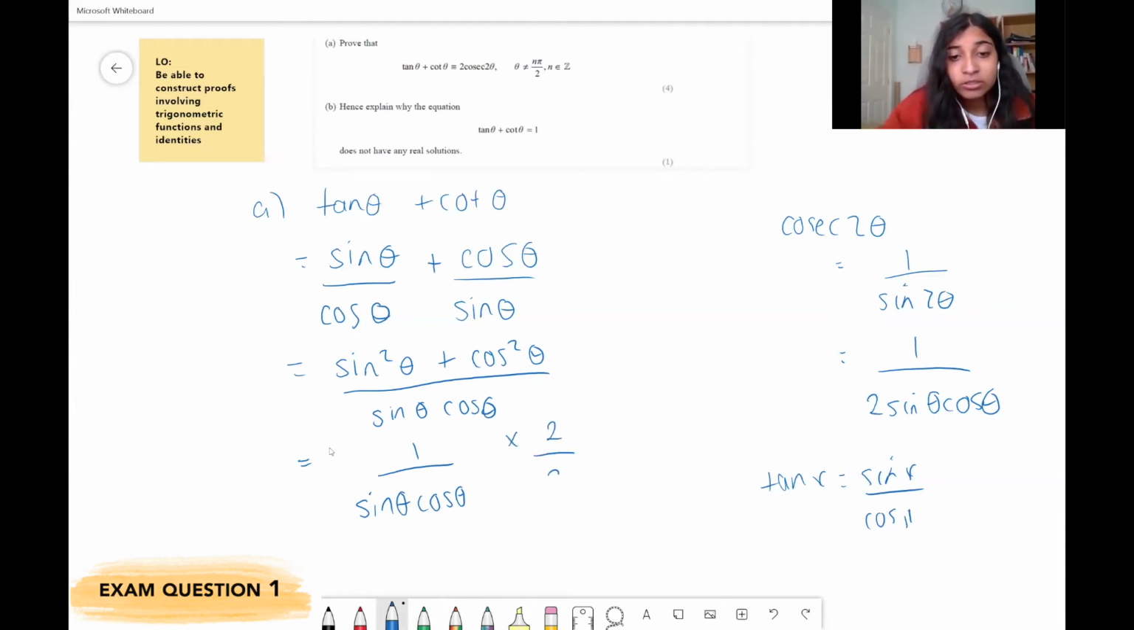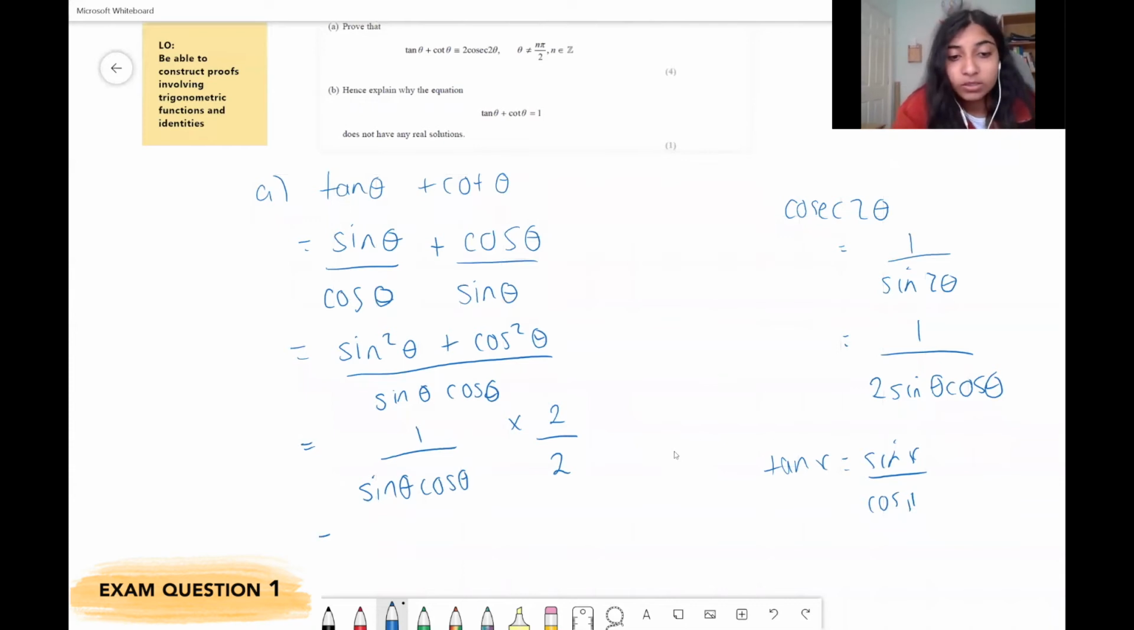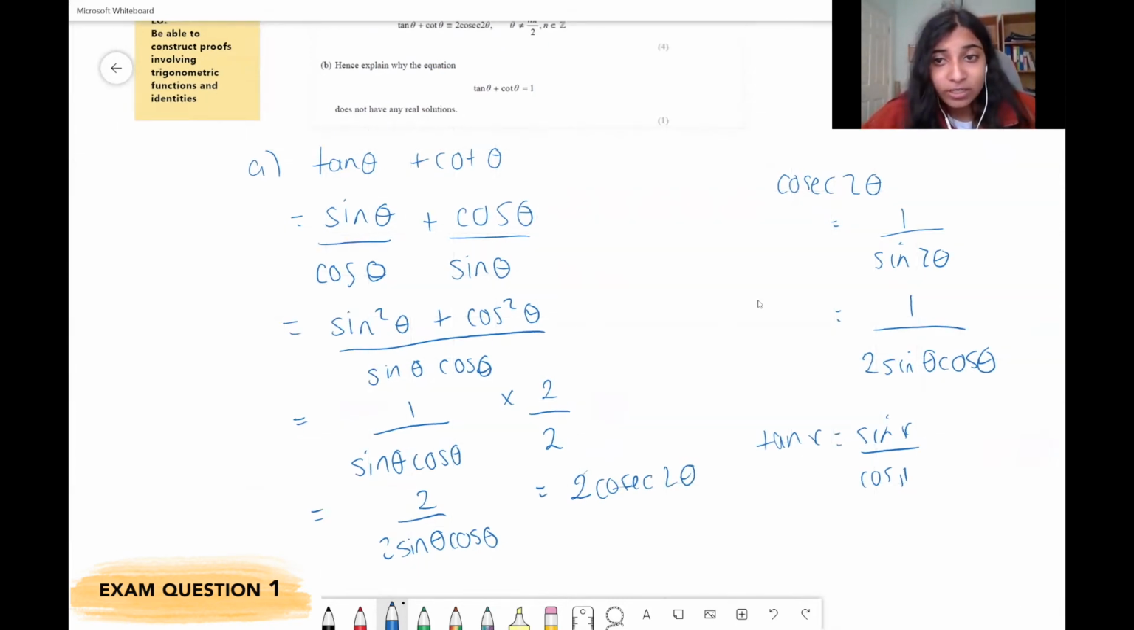Then if we multiply both bottom and top by 2, so we just get 2 over 2, that's just the same as multiplying it by 1. That would be equal to 2 over 2 sine theta cos theta, which is just the same as 2 cosec 2 theta from over here. So that's your solution to the first question.